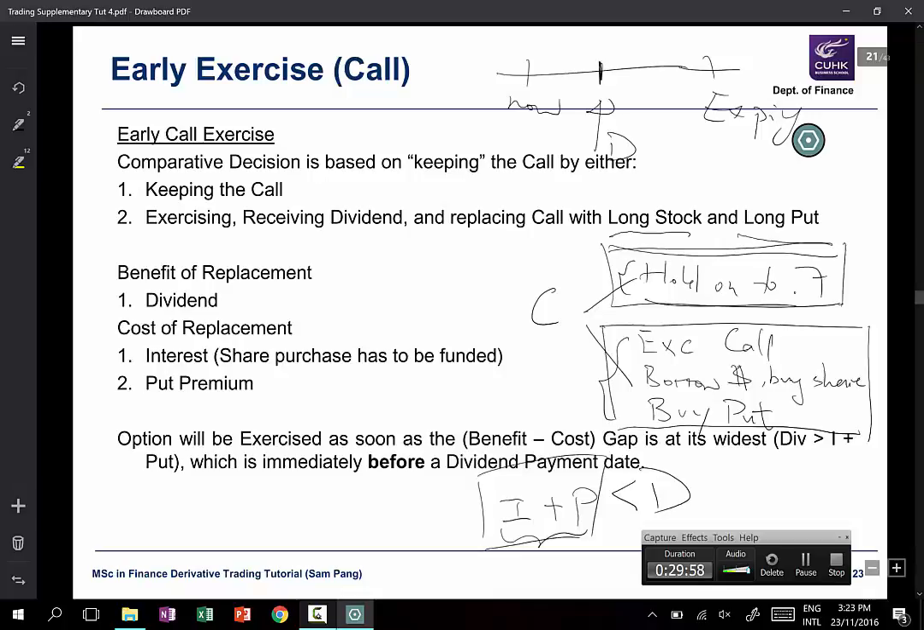Okay, so I exercise now. If you exercise now, you become a shareholder, and then at this point you will be paid a dividend. If you are just long the option, when you get to this point, you don't get paid a dividend because you are not a shareholder. Okay, that's the difference.